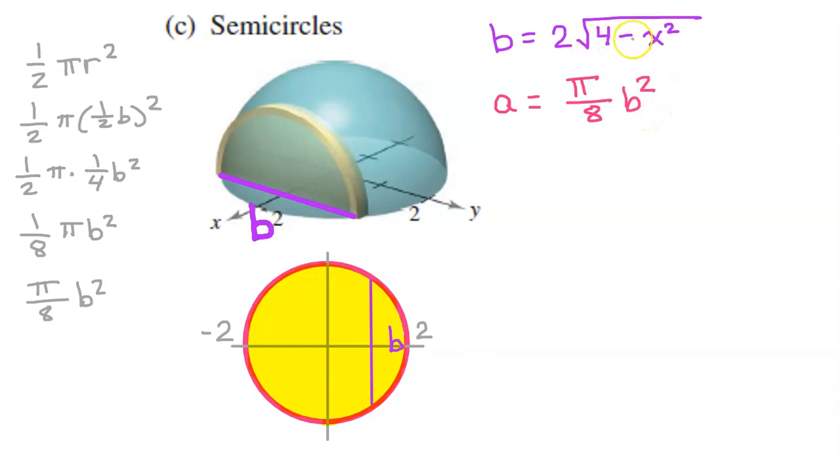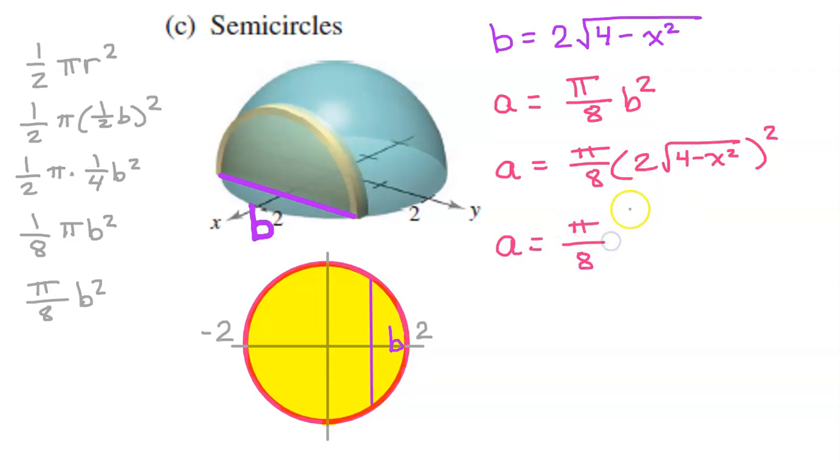So memorize as many of these as you can, and this is a very common one. Anyway, we have an expression for b, so let's go ahead and substitute 2 times the square root of 4 minus x squared in for b. That will give us a is equal to pi over 8 times 2 square root 4 minus x squared, squared. So the area will be pi over 8. And if we square the 2, we get a 4. If we square the radical, it goes away. And we have this.